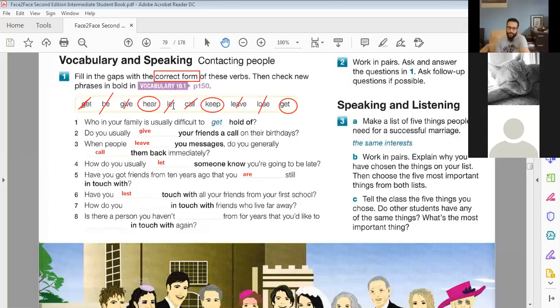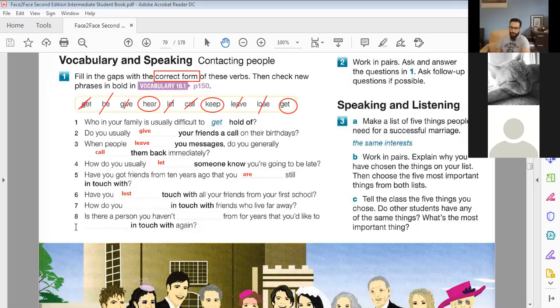Okay. Is there a person you haven't heard from for years that you would like to... Two verbs only left. Keep in touch with again. Get in touch with again. Get in touch is correct.